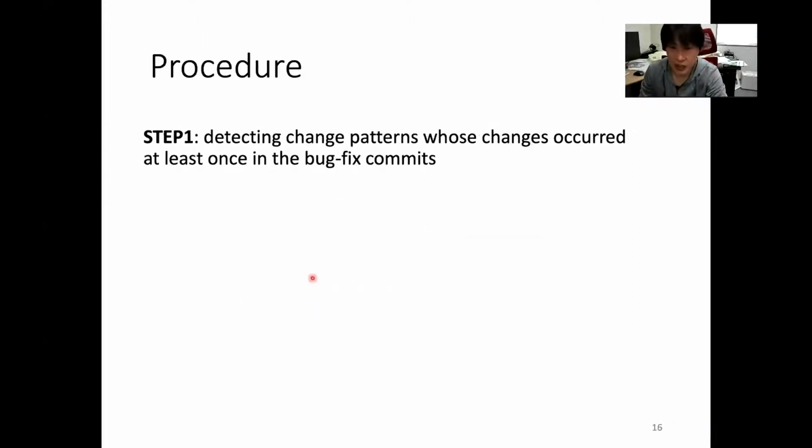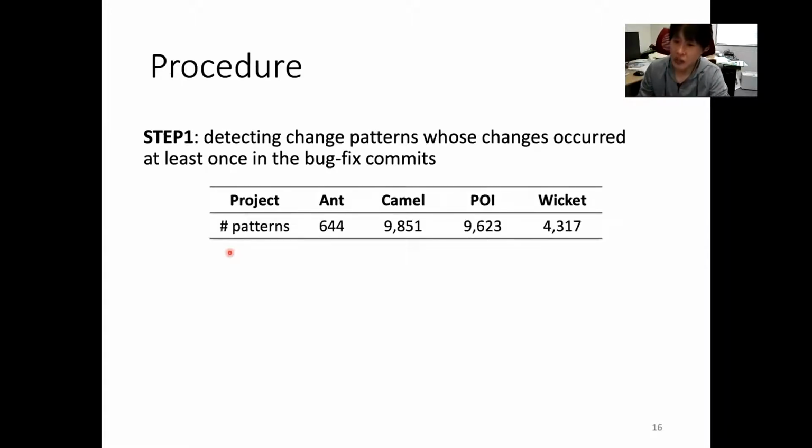Now I will explain how we did the experiment. First of all, we detected change patterns whose changes occurred at least once in a bug fix commit. And as a result, we detected a large number of change patterns as shown in this table.